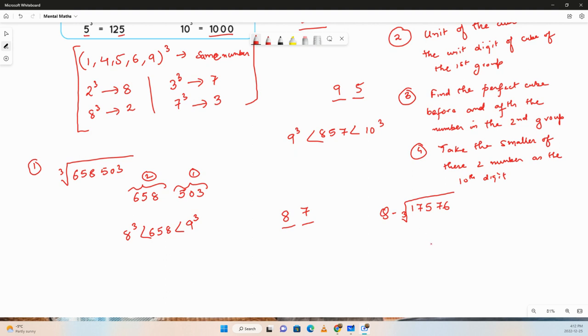Let's solve it. Same thing again: we divide it into two groups. The first group is 576 and the second group is 17. Group 1 ends with 6, so the cube of 6 ends with 6. So the unit digit is 6. 17 lies between the cubes of 2 and 3, because 2 cube is 8 and 3 cube is 27. So 17 lies between 8 and 27. We take the smaller number, which is 2. So 26 is the answer.